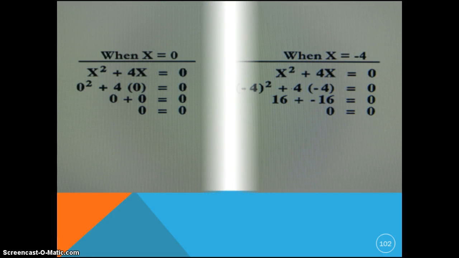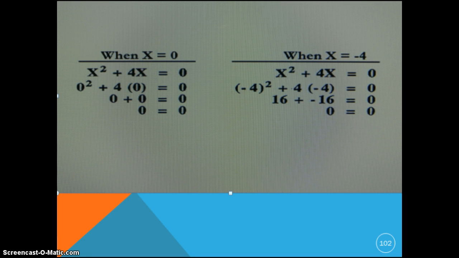Since the terms we get at the end on each side of the equal sign are equal to each other, the answers we are testing do work. The end.